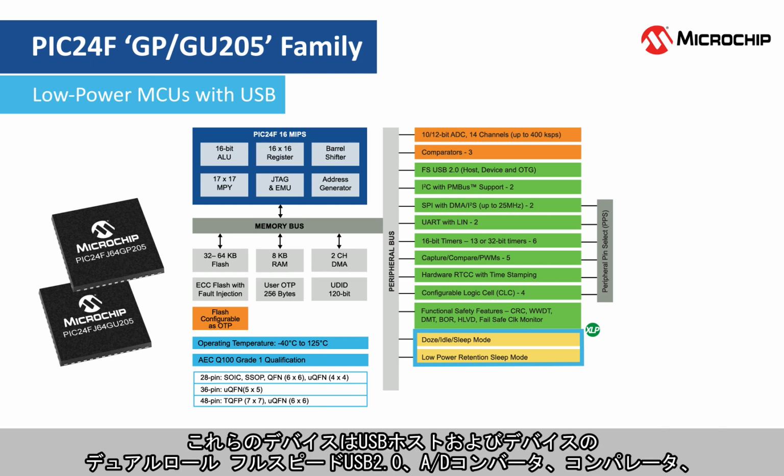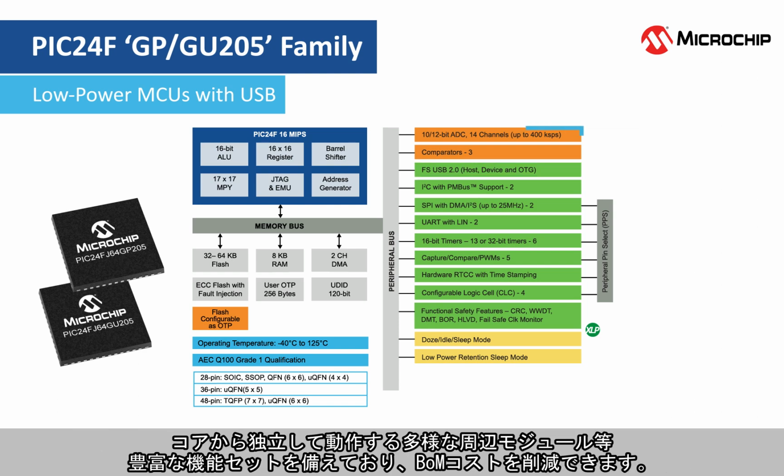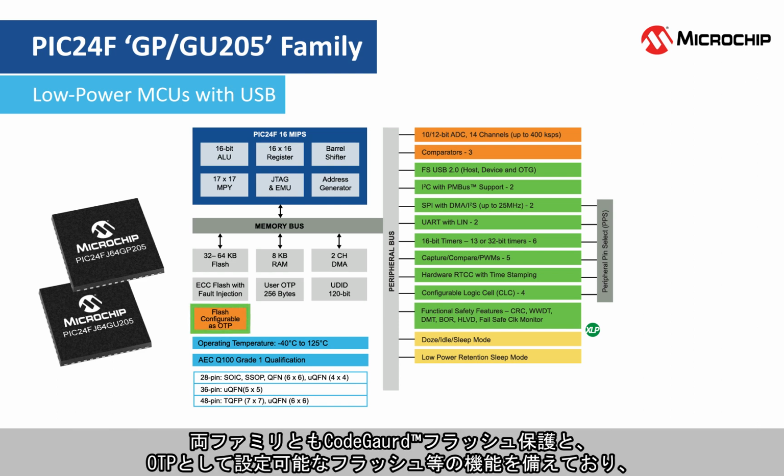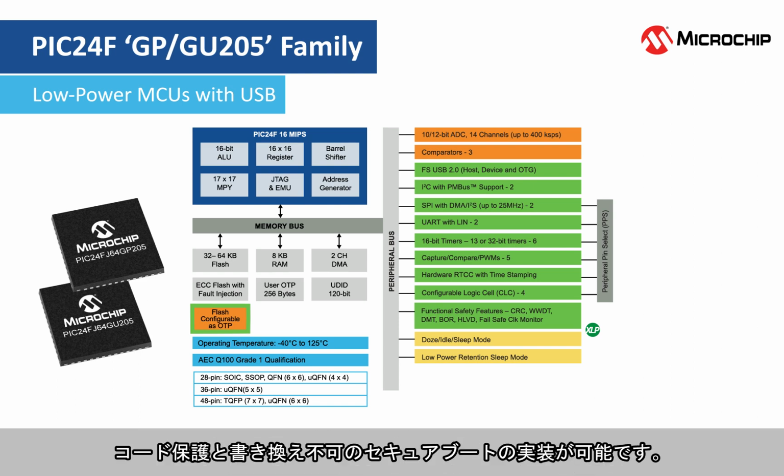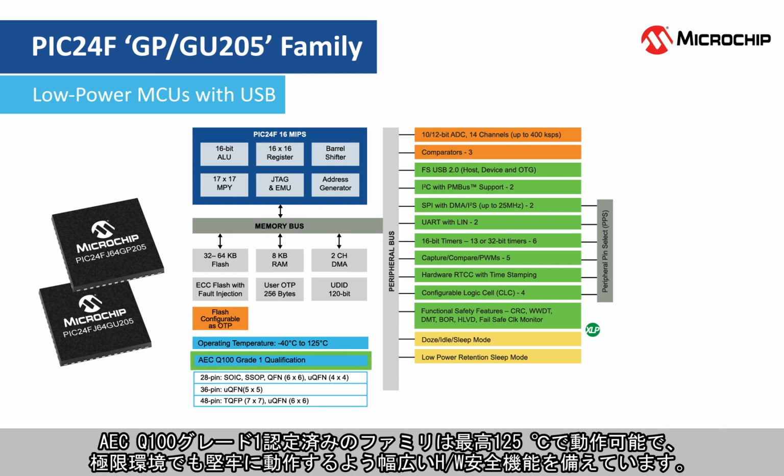These devices offer a rich feature set that includes full-speed USB 2.0 capable of dual-role as USB host and USB device, integrated analog ADC, comparators, and many core-independent peripherals to reduce your BOM cost. Offering features like CodeGuard flash protection and flash configurable as OTP, this family enables implementing code protections and immutable secure boot. The AEC-Q100 Grade 1 qualified family can operate up to 125 degrees C and features a range of hardware safety features for robust operation in extreme environments.